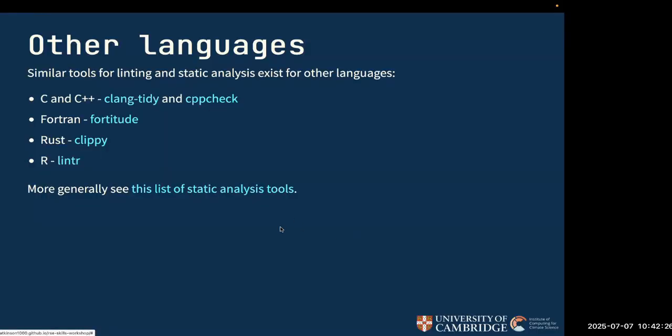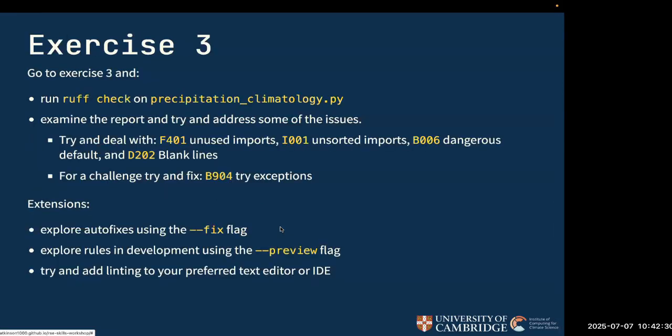That's not currently up, but you can go there and find stuff for whatever language you might be writing in. So the next exercise is to do this. If you go to exercise 3 and have a quick scan through, try running ruff check over a few things and see what things look like, what things can be fixed. I'll give maybe 2 or 3 minutes for you to have a quick go.